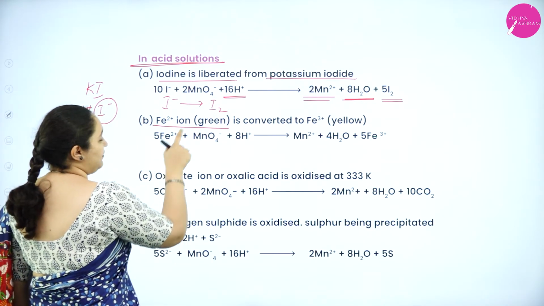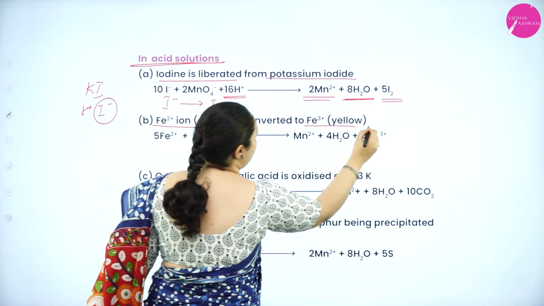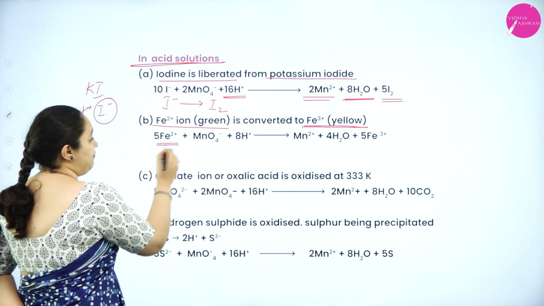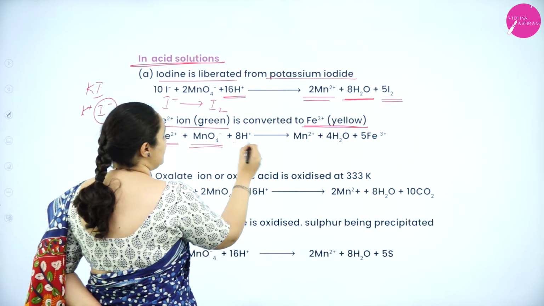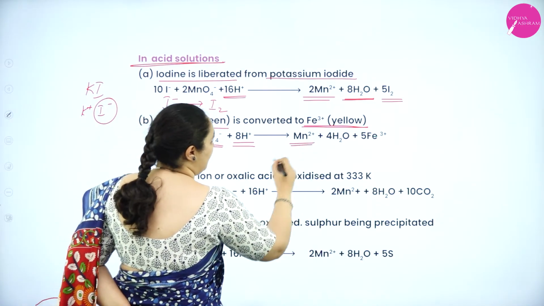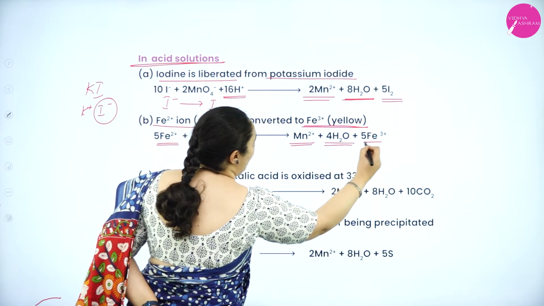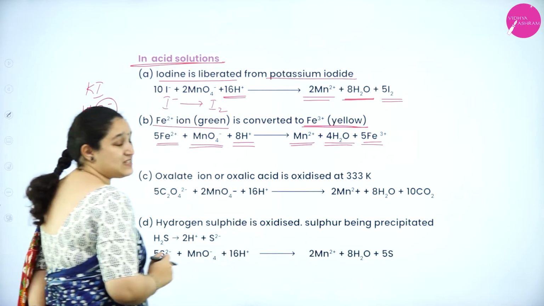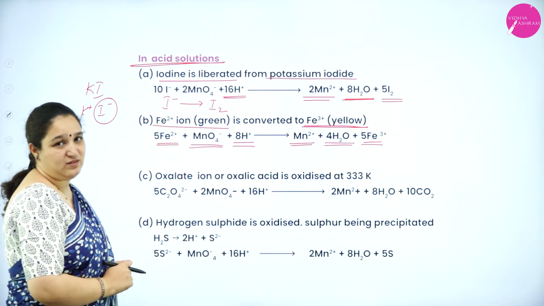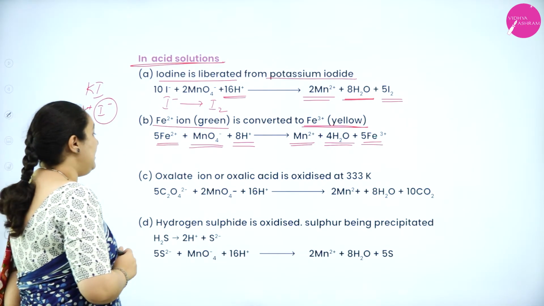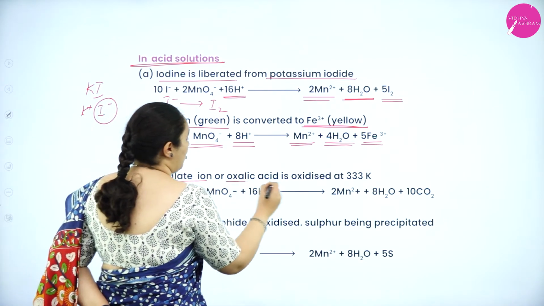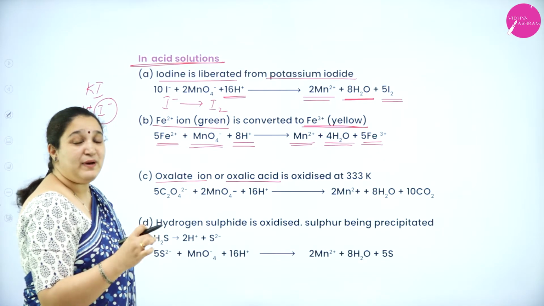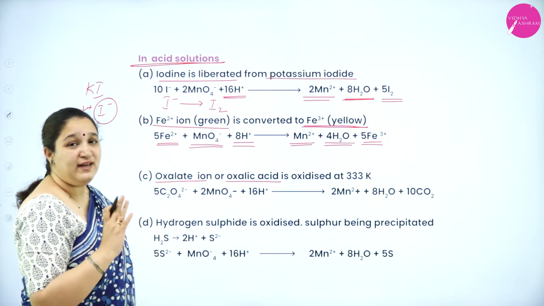Ferrous ion, which is green color, is converted to ferric ion, which is yellow color. So you can see Fe 2 plus, MnO4 minus, 8H plus gives Mn 2 plus, 4H2O and 5 Fe 3 plus. So from plus 2 state to plus 3 state it is getting converted. Okay. Next is oxalate ion or oxalic acid at 333 Kelvin will liberate carbon dioxide gas.